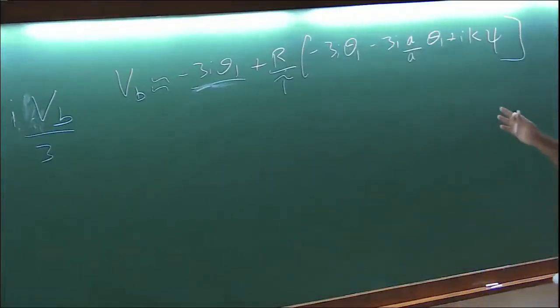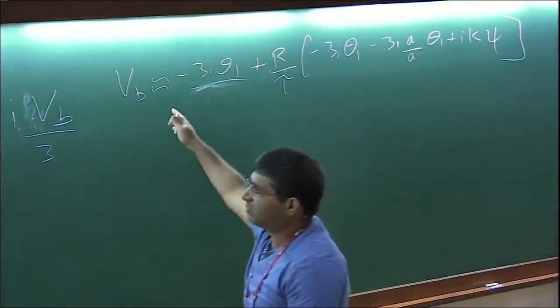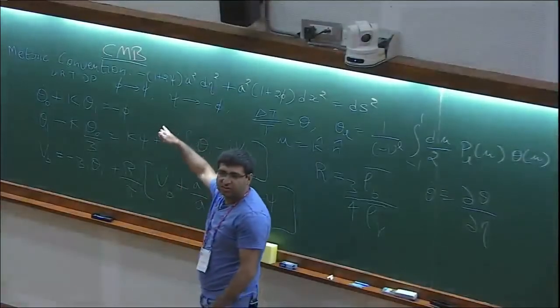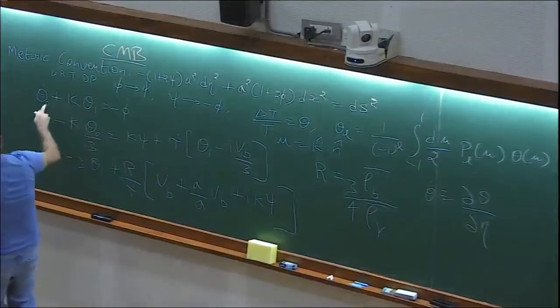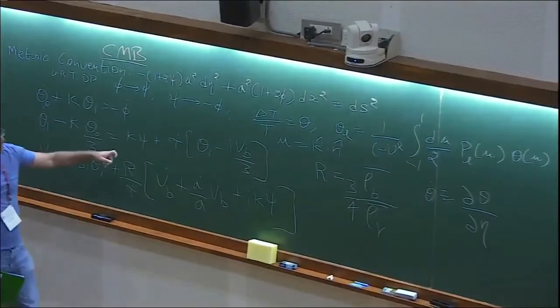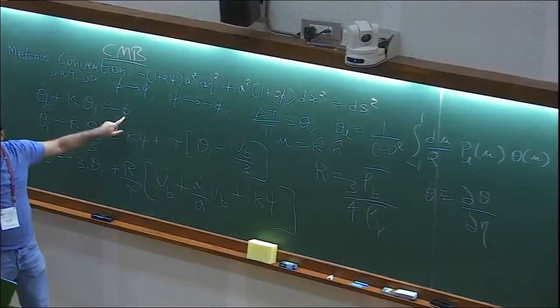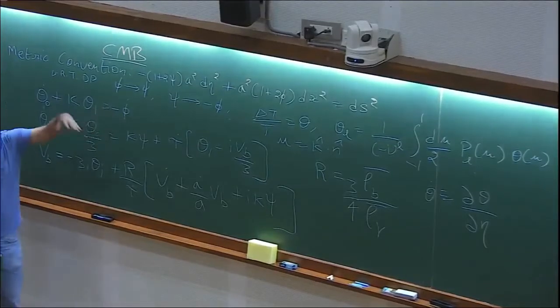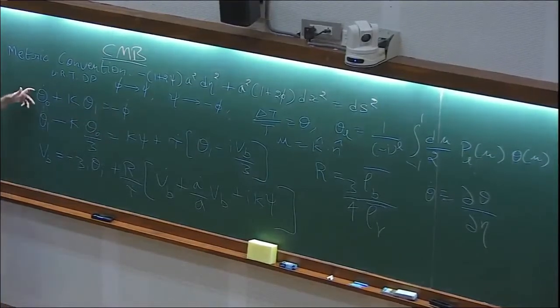Right, so we actually have a solution for VB. Once you substitute VB in these two equations, we now have two equations for two variables, θ0 and θ1. In principle, we should also have equations for psi and phi. They should come from Einstein's equations. But we will make simple approximations, and treat psi and phi as external potentials, and try to solve just these two equations for two unknowns.